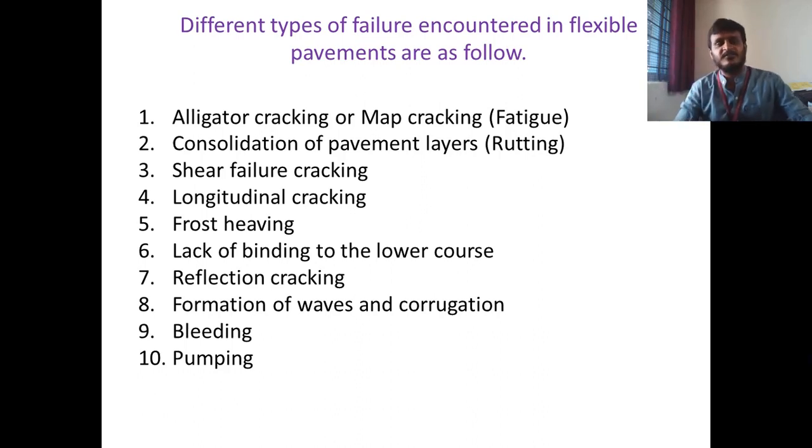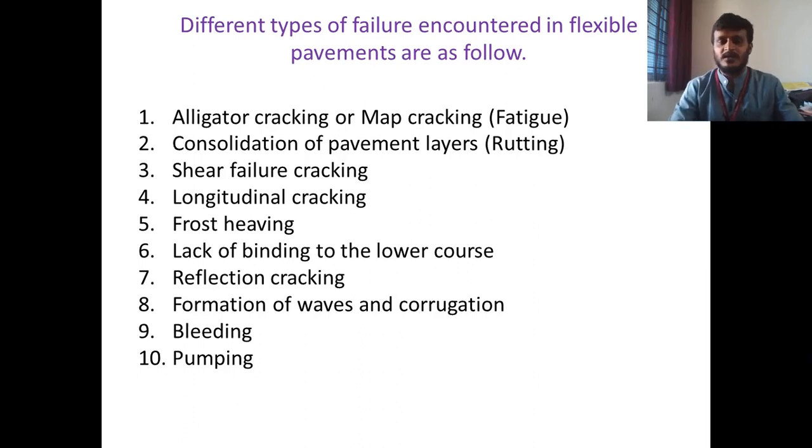These are some of the major pavement failures that we usually see. The first one is alligator cracking or map cracking, most of the time due to fatigue. Then consolidation of pavement layers, which is also called rutting of the pavement. Then the third one is shear failure cracking. Fourth one, longitudinal cracking. Then frost heaving, then lack of binding to the lower course, then reflection cracking, then formation of waves and corrugation, bleeding, and pumping. So these are the 10 major types of failures that we actually encounter in flexible pavement. We shall discuss them one by one in detail.